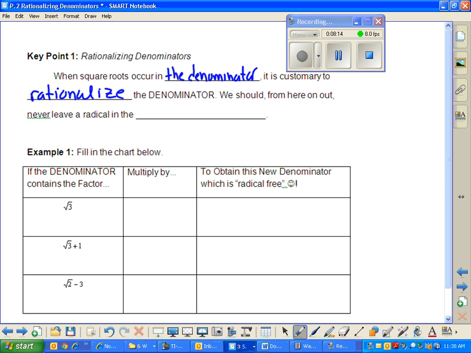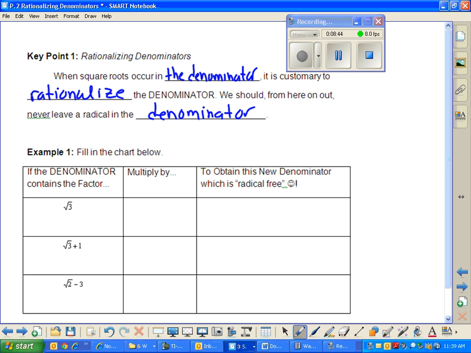We don't ever leave radicals in the bottom of a fraction. It's just really poor notation. We should, from here on out, never leave a radical in the denominator. So that needs to start catching your eye. Square root on the bottom? Uh-oh, got to get rid of it. That's kind of the big idea for today. Over the course of this week, we're going to show you how to get rid of the radical in the bottom of the fraction. We're only going to take care of this first case today.